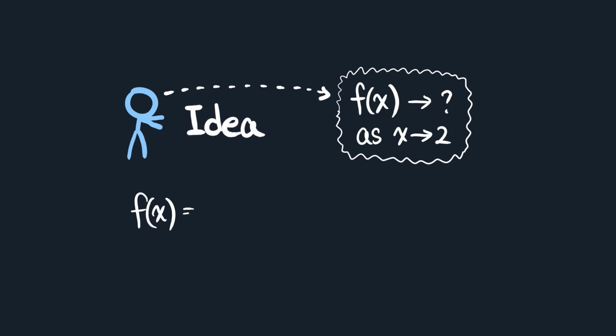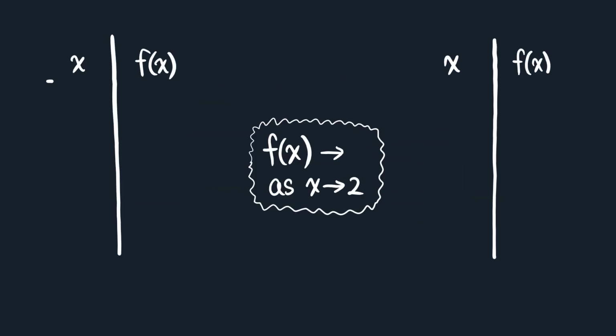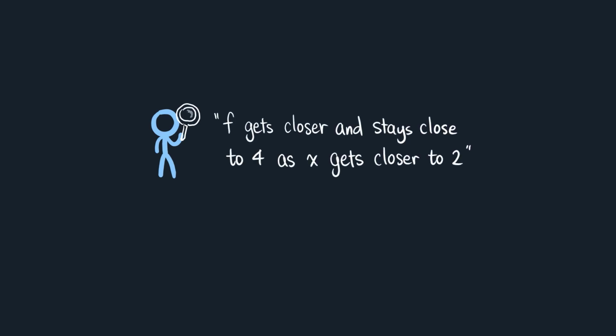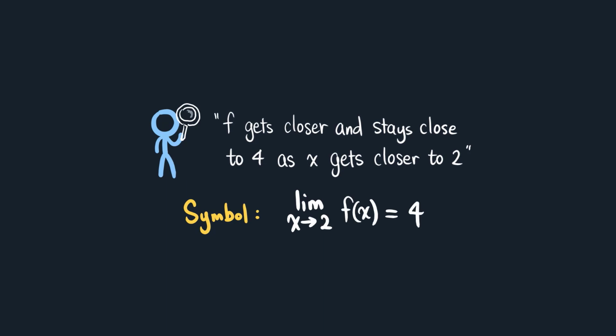For the ease of calculation, I picked this function. Yes, this is easy calculation. We can generate two tables like this, and we look at the trend of the function values, and we could see that it looks like the function is approaching 4, so we say the limit is probably 4. We had just observed that f gets closer and stays close to 4 as x gets closer to 2. Symbolically, we can write that out like this.